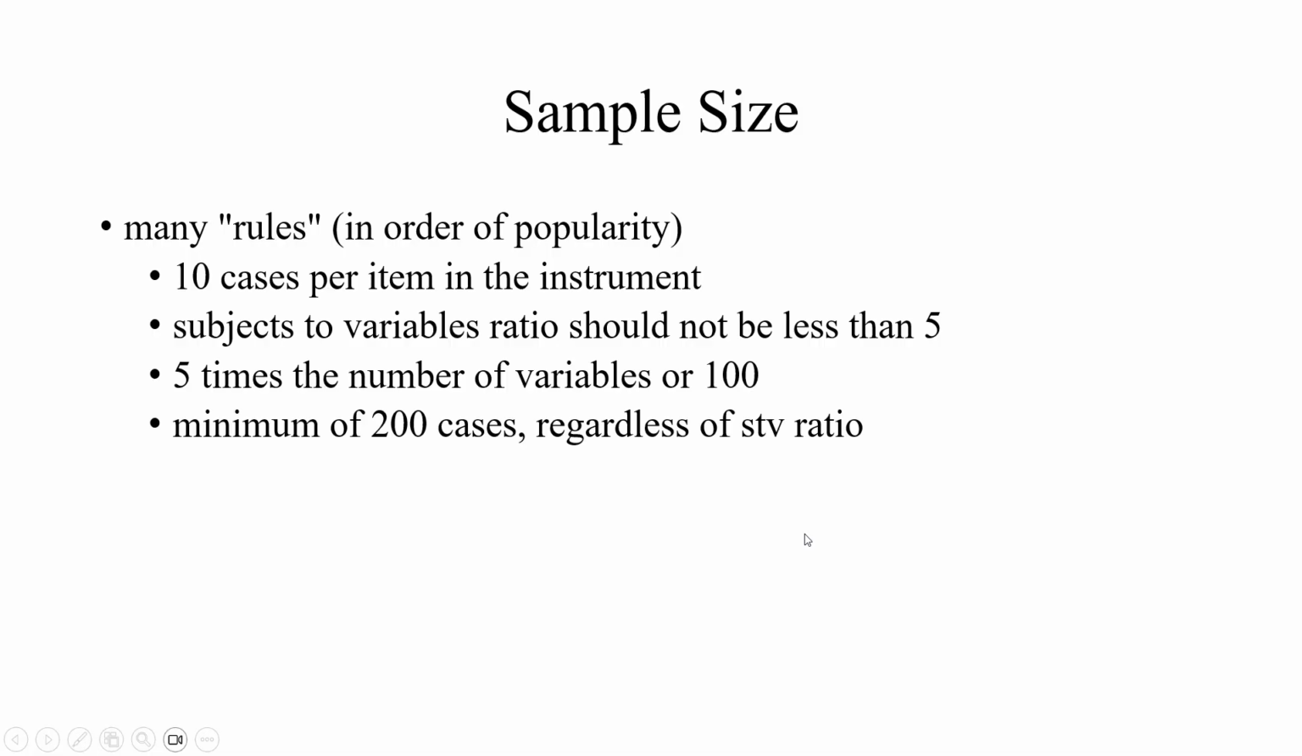Some thumb rules for the sample size. We start with the first one, 10 cases per item in the instrument. It means that if the number of variables are 20, so 20 into 10, 200 observations are necessary. Subject to variable ratio should not be less than 5. Subjects means the observations, and these are the variables. 5 times the number of variables or 100 minimum. Minimum of 200 cases regardless of subject to variable ratio.